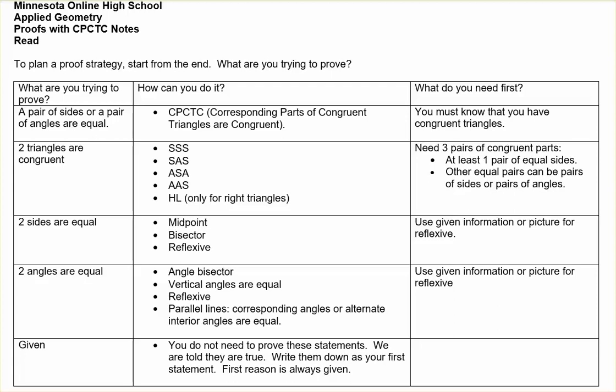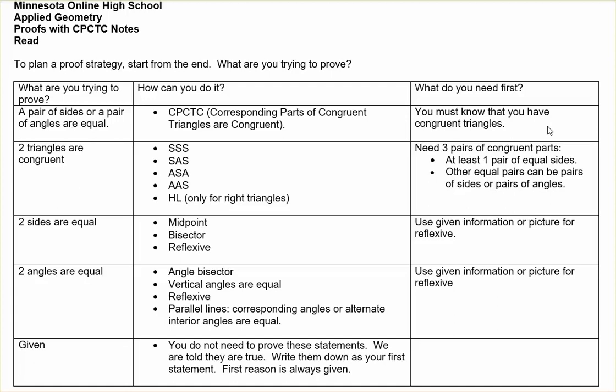As you try to make a strategy, I suggest you start from the end. Focus on what you're trying to prove. After you do a lot of proofs, you'll figure out that there's a pretty general format for these types of problems. So for example, imagine we're trying to prove a pair of sides or a pair of angles are equal. There are a couple different ways to do this, but depending upon the problem, you might be able to use CPCTC. That means corresponding parts of congruent triangles are congruent.